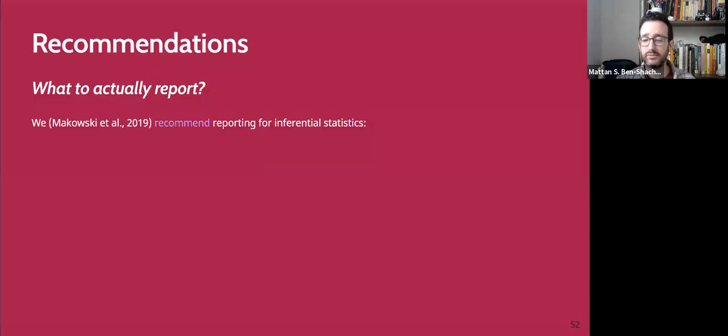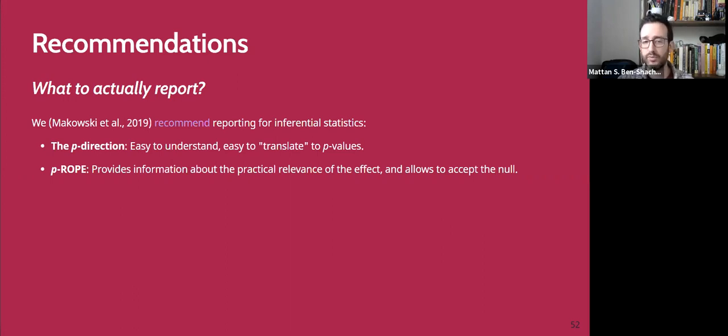So of all of that, what do we actually recommend? In a paper we published in 2019, where we simulated how all these indices behave regarding effect size, sample size, and how they are related to p-values, we recommend reporting the probability of direction, which is easy to understand and easy to mentally translate into p-value for novice readers. And we recommend the probability of rope, which provides information about the practical equivalence of our effect and also allows for accepting the null.